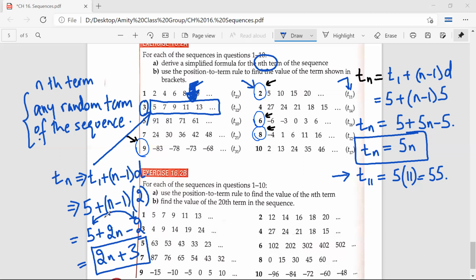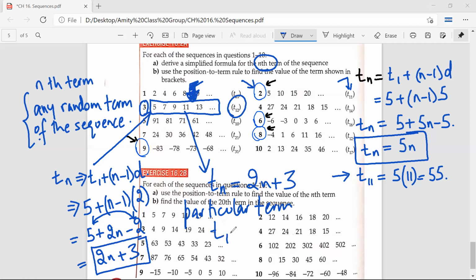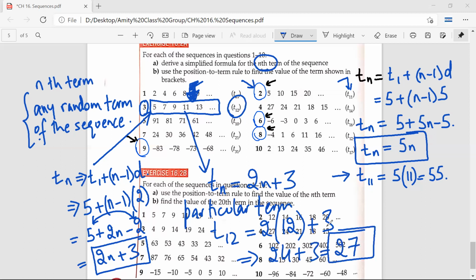So Tn is any random term of the sequence. For example, in this sequence, if they ask me for any random term, I'll say the nth term is 2n plus 3. But if they want to ask me about any particular term, for example T12, what will I do? I'll put the value of n equal to 12 here. Have you guys understood or not? Aishwarya ji, is it clear or not? Yeah, it is.